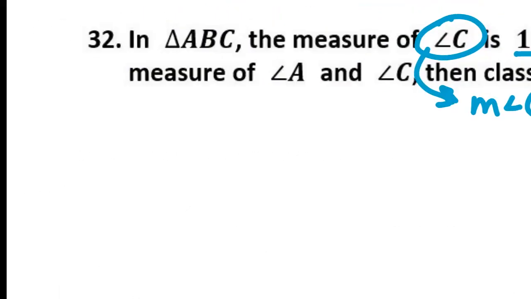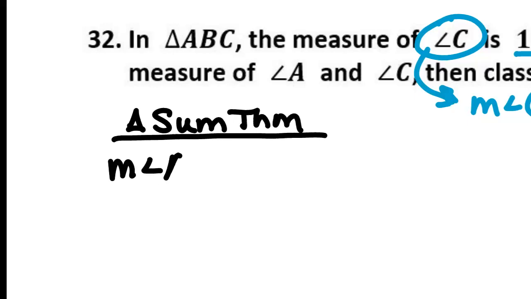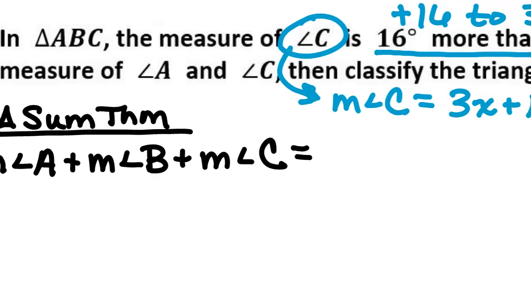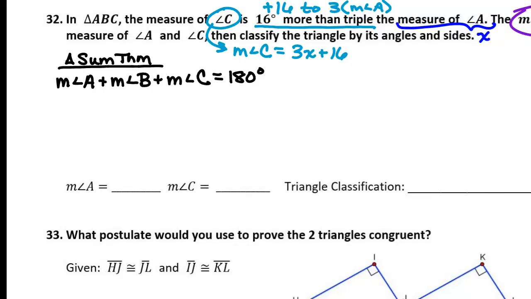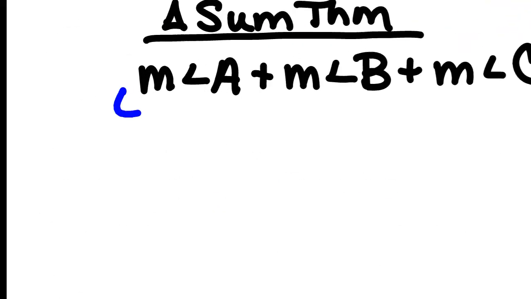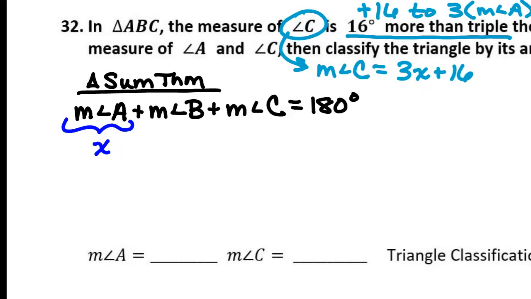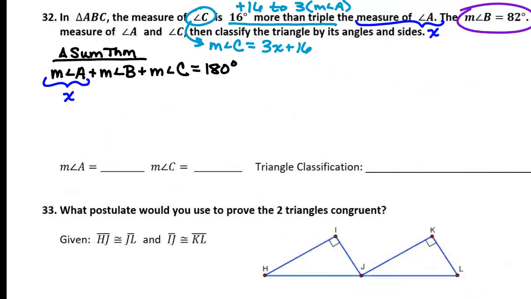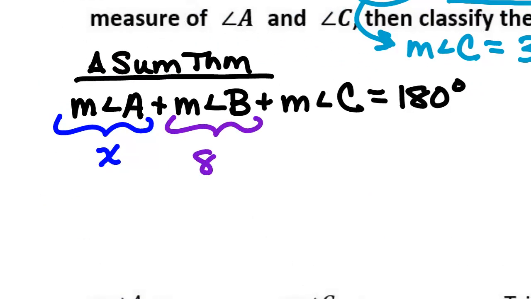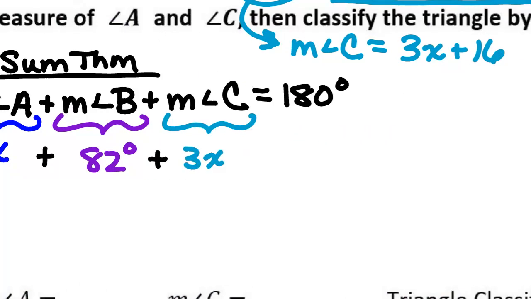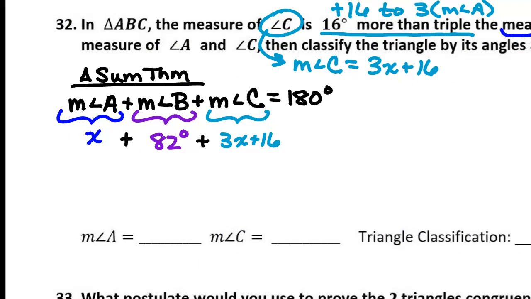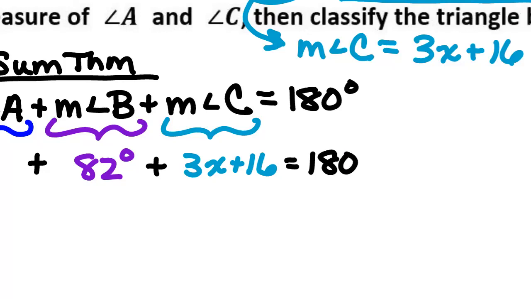We have to use our triangle sum theorem here. Triangle sum theorem tells me when I add all 3 angles in a triangle, so angle A plus angle B plus angle C, it adds up to 180 degrees. Well, in the place of angle A, we're going to replace that with X because we don't know how big angle A is. In the place of angle B, I can put 82 degrees. I can bring down my addition sign too. In the place of angle C, we're going to put 3X plus 16. Bring down my equals 180.